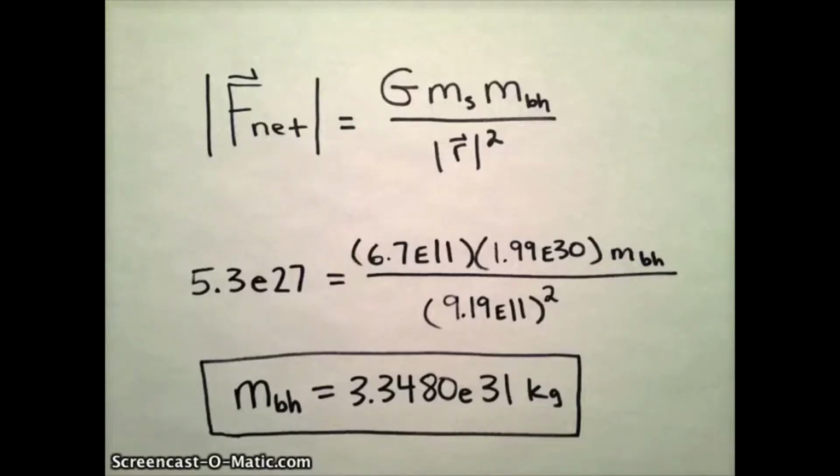Since the only force acting on the star is the gravitational pull from the black hole, we can make F net on the star equal to the gravitational pull between the star and the black hole. We know F net, we know the mass of the star, and we know the magnitude of the distance between the last position point of the star and the position point of the black hole. That leaves us with one unknown, the mass of the black hole. This mass turns out to be 3.3 E31 kilograms.